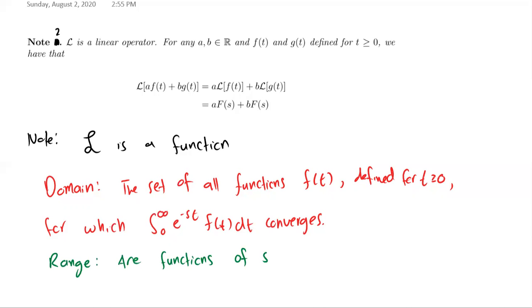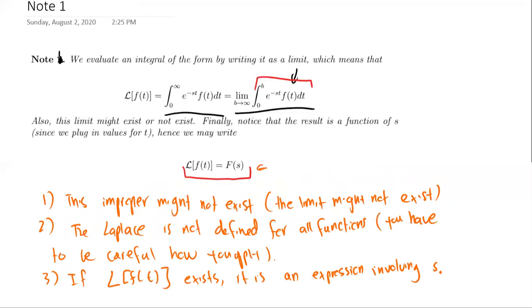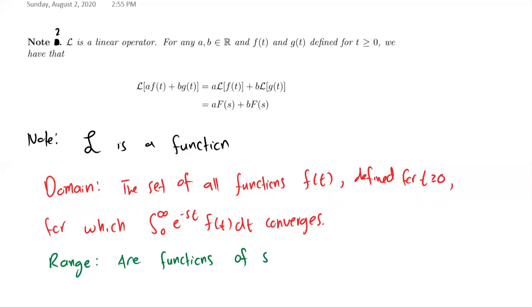Again, we know that because, as we saw before, if the Laplace transform of a function exists, it ends up being a function of s, just an expression involving the variable s. So, although we don't know exactly what the range looks like, we know that they are functions of s, whatever they look like. So, we can think of L as a function whose domain is this set of functions, defined for t greater than or equal to 0, for which this integral converges. And the range is functions as well. Okay? Why am I going over all this? Well, I'm going over all this because L is a linear operator.